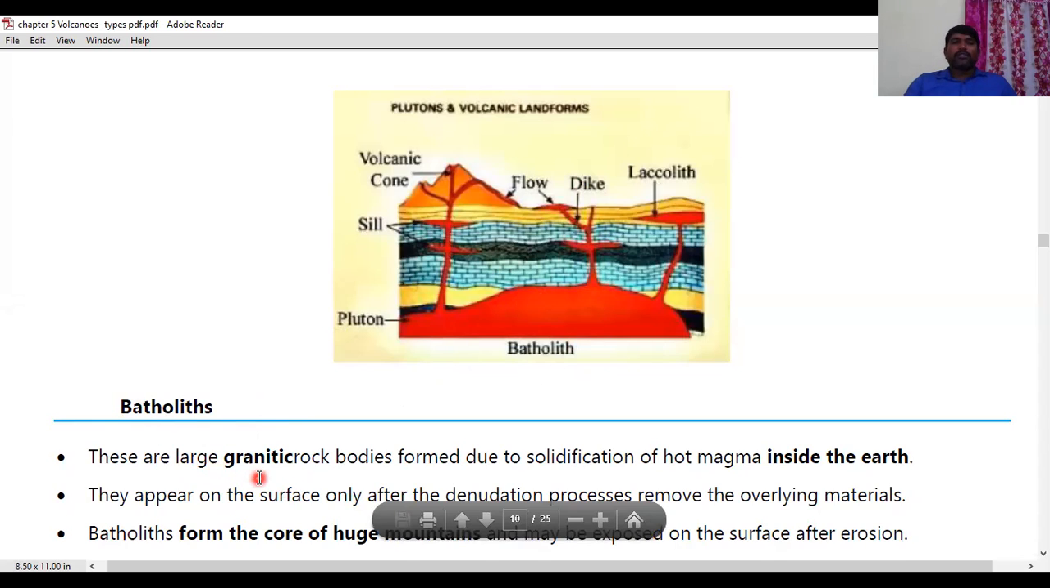These are large granitic rock bodies formed due to the solidification of hot molten magmatic material inside the earth below the surface. They appear on the surface only after the denudation process removes the overlying materials. Batholiths form the core of huge mountains and may be exposed on the surface after erosion.